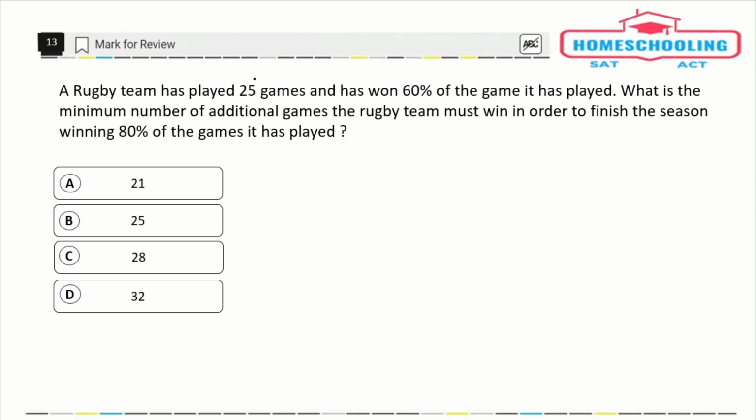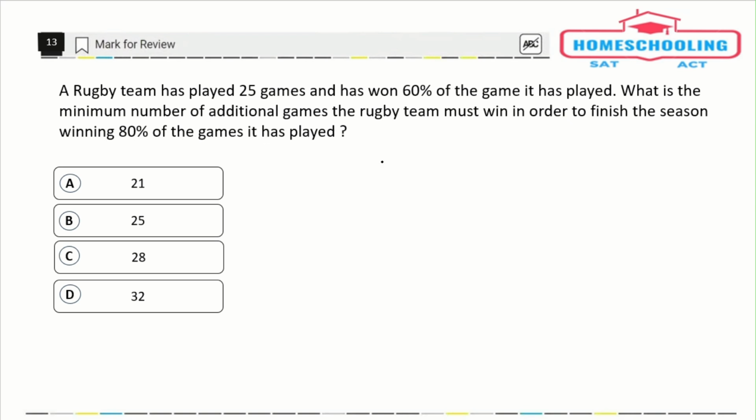Now coming to the next question. This one is also a very good question. A rugby team played 25 games and has won 60% of the games it has played. What is the minimum number of additional games the rugby team must win in order to finish the season winning 80% of the games it has played?